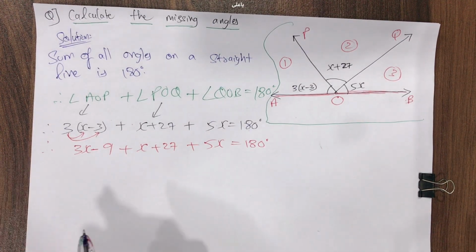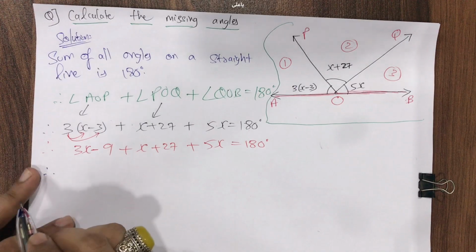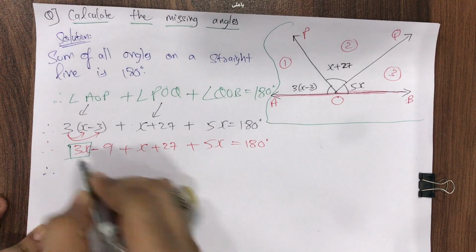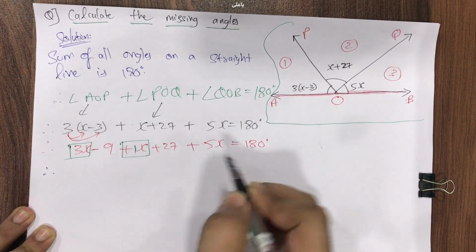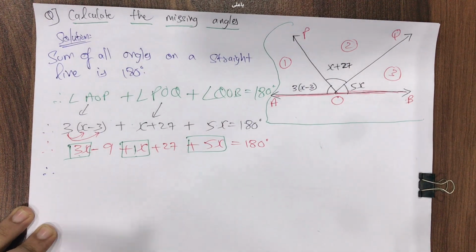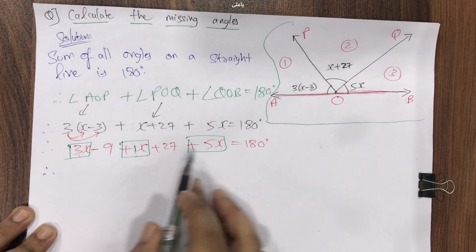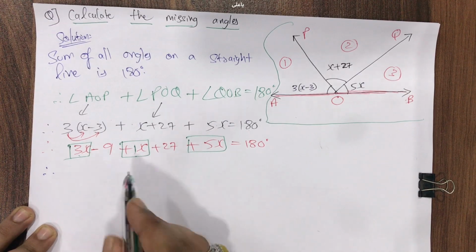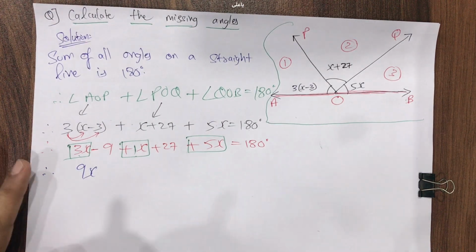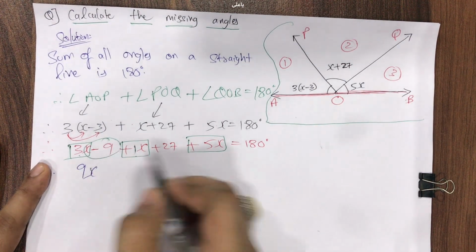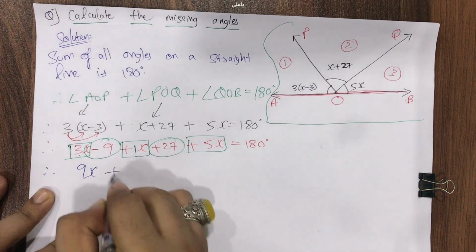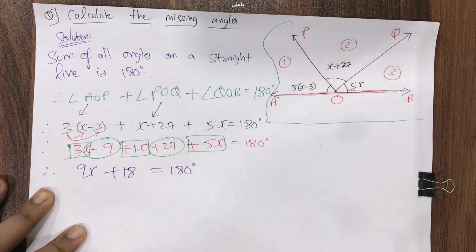Now therefore, how many times x can we see here? I can see over here I have 3x, plus 1x, plus 5x. So 3 plus 1 is 4, and 4 plus 5 is 9. So it's 9x. And what about the numbers? Here I have minus 9, here I have plus 27. 27 minus 9 is how much? 18. So this will be plus 18 is equal to 180 degrees.